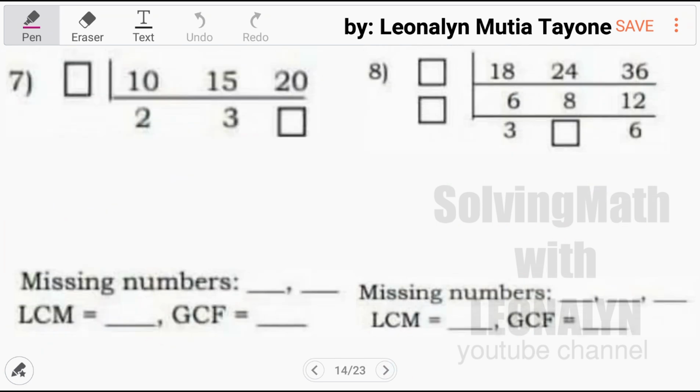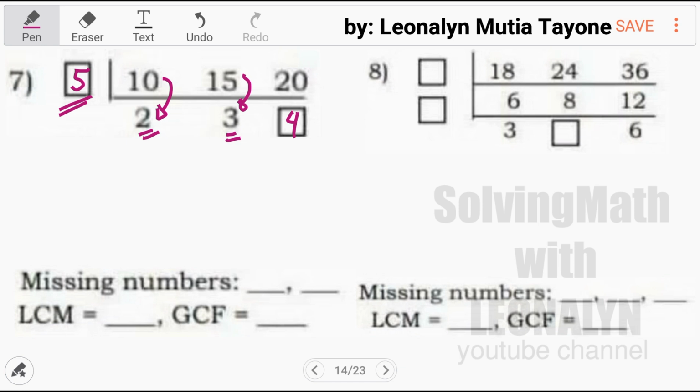Next, number 7. Again, ang hanapin naman natin dito ay yung pang-divide. 10, paano naging 2? Si 15, paano naging 3? Therefore, ang pang-divide dito ay 5. So, 10 divided by 5, and that is 2. 15 divided by 5, and that is 3. 20 divided by 5, and this is 4.